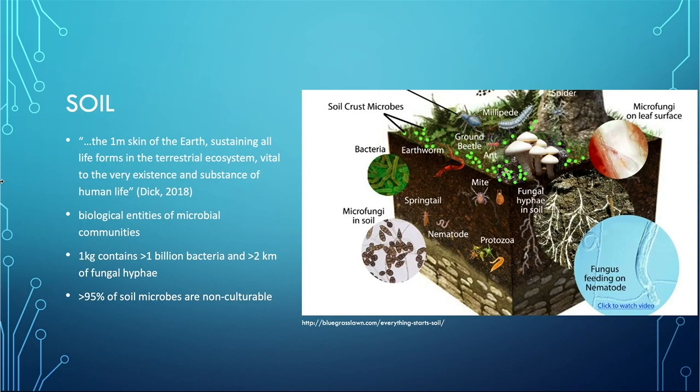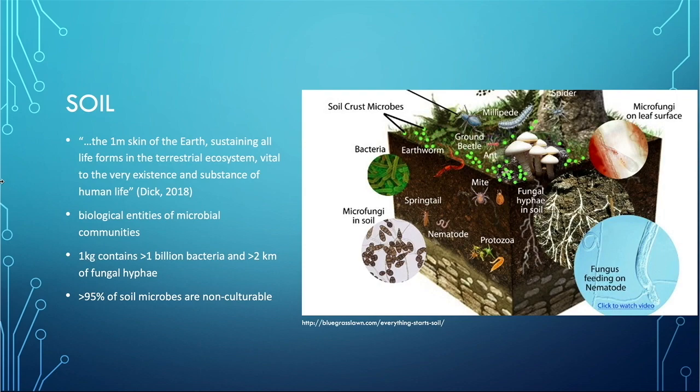So soil is the 1 meter skin of the earth, sustaining all life forms in the terrestrial ecosystem, vital to the very existence and substance of human life (Dick, 2018). I should have said topsoil really here, because it is that most lively layer right at the top of the soil surface, between the very surface and where the root zone is, but particularly that 1 meter is of interest to us. But within the top 10 centimeters is where we sample from, and we can actually see all these life forms that we'll be talking about in detail over the coming weeks.